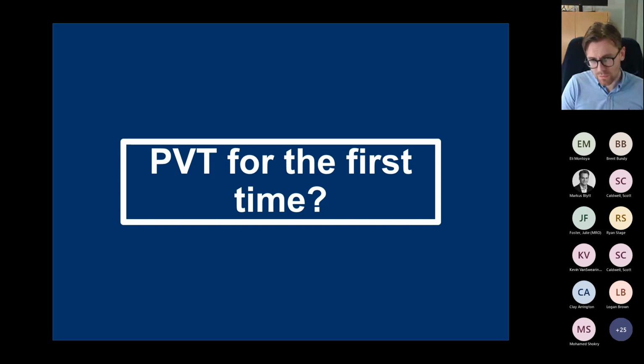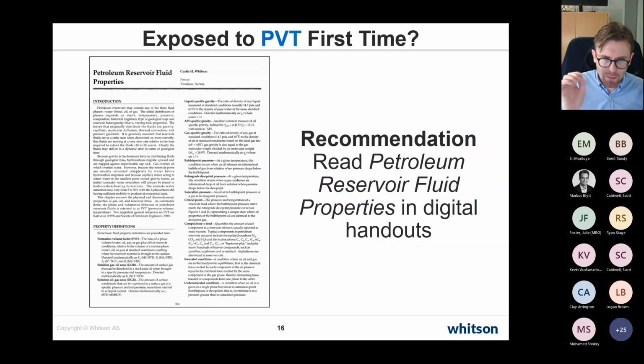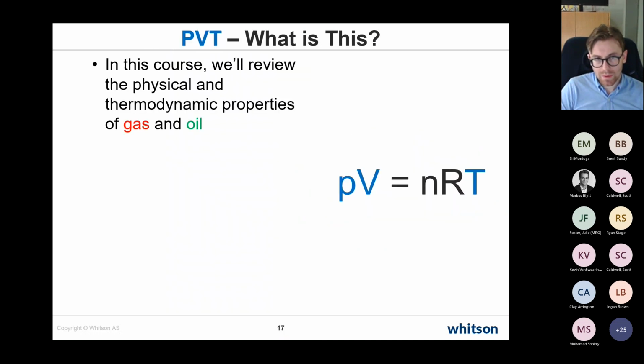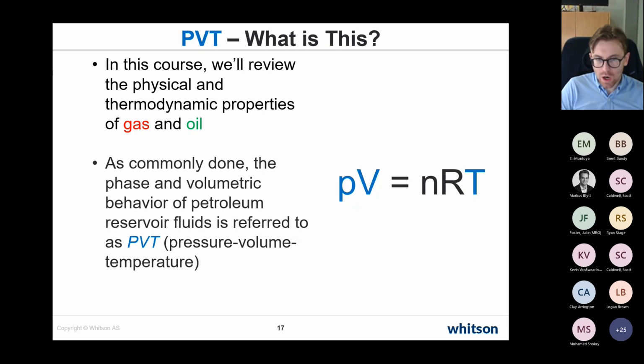And again, if this was the first time you heard about PVT, go back and read this document that I referred to in the preparation material. It's an extremely good point of reference for starters. But when it comes to PVT in this course, we'll talk about PVT as the review of physical and thermodynamic properties of gas and oil. That's commonly referred to as PVT, as that's the abbreviation for pressure, volume, and temperature.